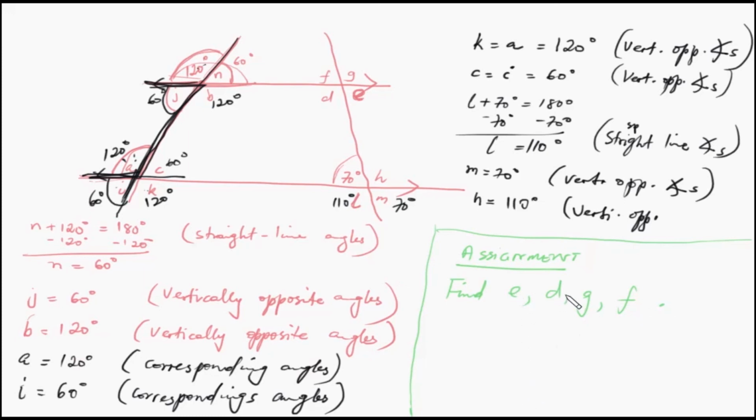Find E, D, G, F on your own now, using the same approach. Finish it up. Find these ones. That is your assignment. If you can find these ones, then praise the Lord. You are good as far as the topic is concerned. So we are done with this topic.